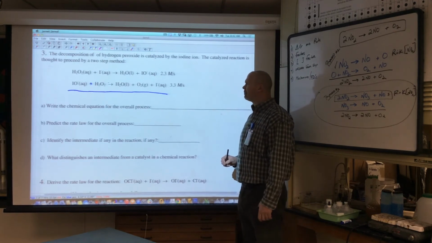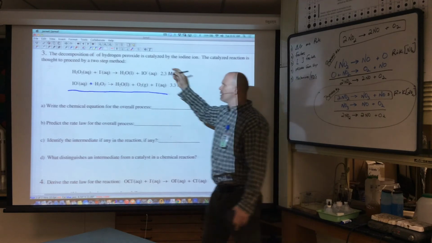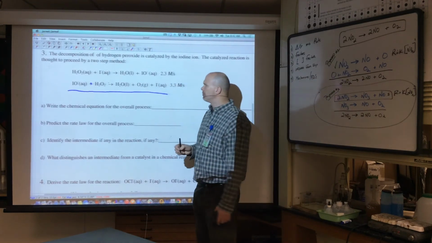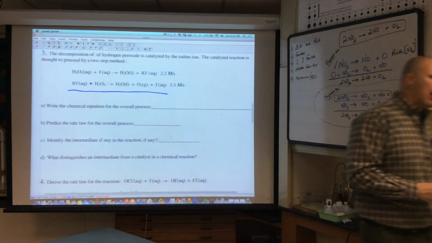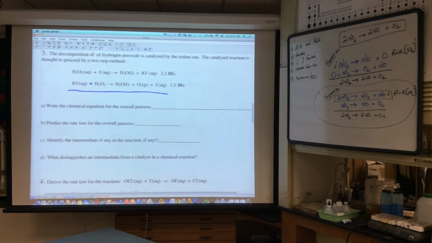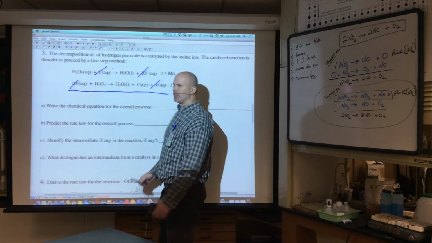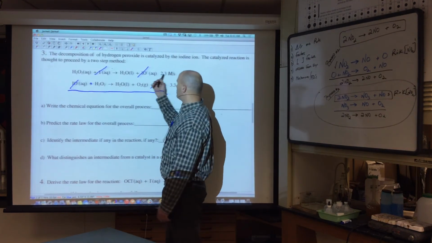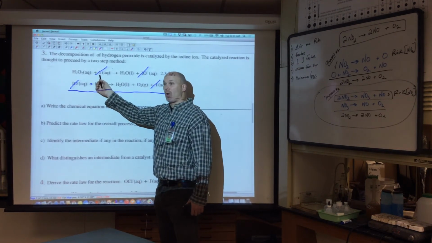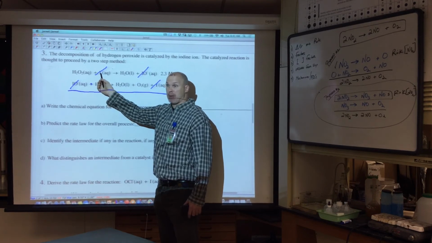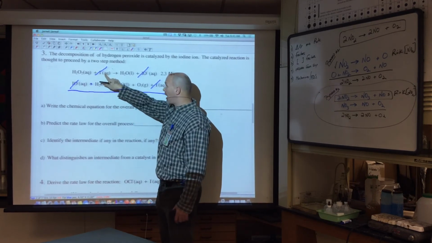What can I cancel out? What's linking one step to another elementary step? The iodide ion, I negative. So we're going to cancel that out. What else can I cancel out? The IO negative, party people. And that is a what? What's the IO negative? This was an intermediate. That's a catalyst. Now, why is it a catalyst? You explain this, people. Why is I negative a catalyst?